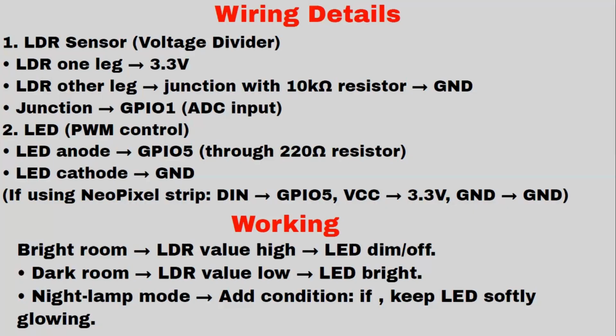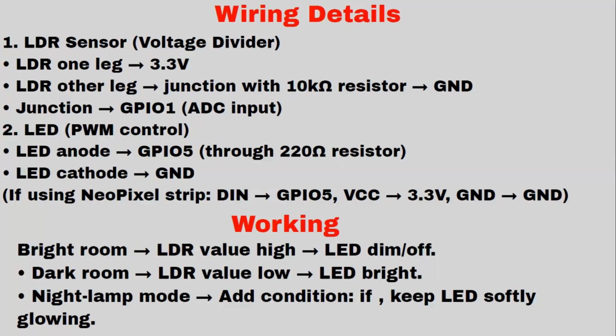It is a resistor, so it will become high. The LED will be either dim or off. In a dark room, that is, when the main lights are off, the LDR value becomes low and the LED will be bright, that is, the LED will go up. That is the main purpose of making this project. As I said, this is a very beginner's project.